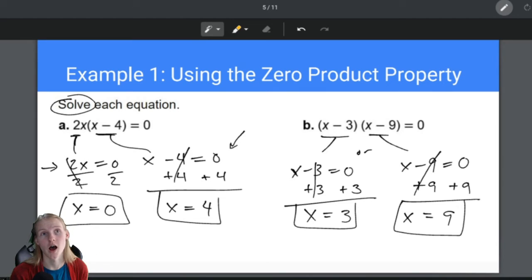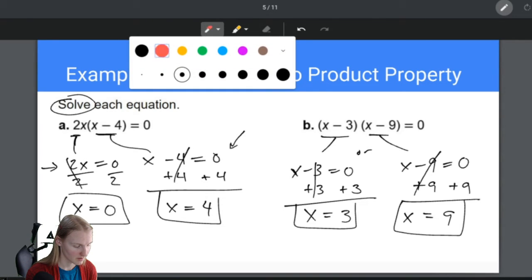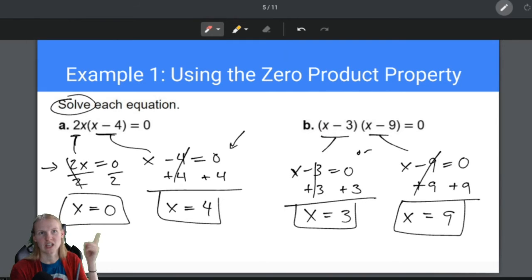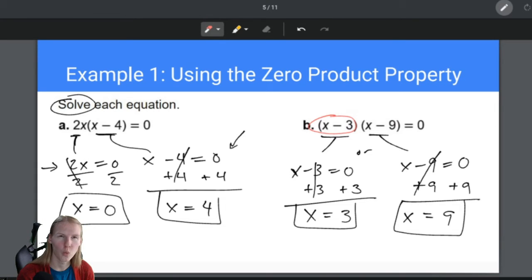If you don't see the pattern, I'll point it out to you now: whenever I have x minus 3, x is 3. And when I have x minus 9, x is 9. If this had been x plus 9, then x would be negative 9. So you can write it all out like this, or you can think in your head, what would x need to be in order for this to be 0? In order for this to be 0, 3 minus 3 is 0. So x needs to be 3.